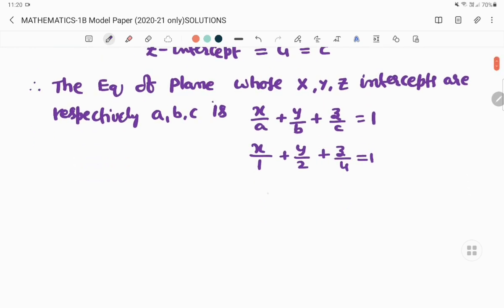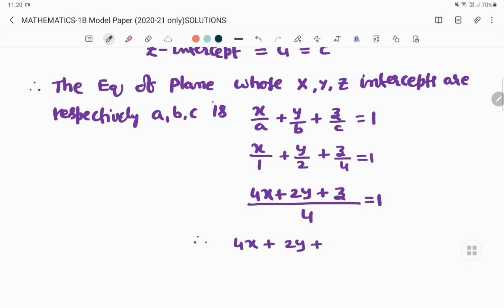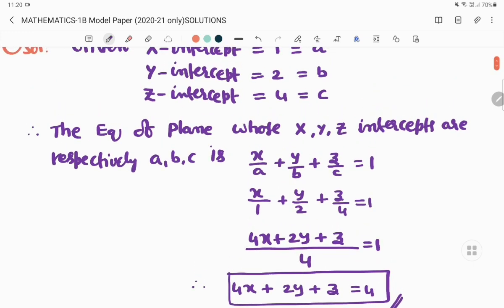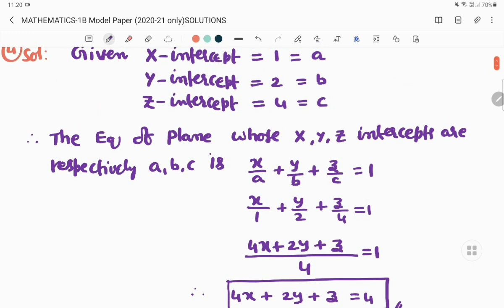If you want to simplify, you can simplify, otherwise you can leave it like this. 4 is the LCM. 4x plus 2y plus z is equal to 1. Cross multiply: 4x plus 2y plus z is equal to 4, which is the required equation of plane, whose intercepts are 1, 2, 4 respectively.